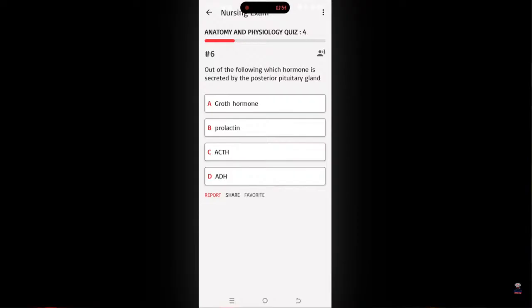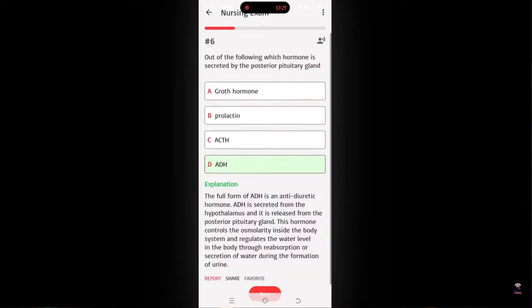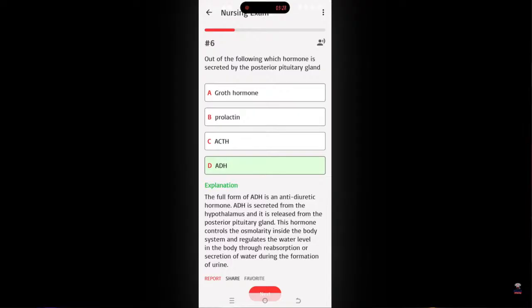Out of the following, which hormone is secreted by the posterior pituitary gland? A. Growth hormone, B. Prolactin, C. ACTH, D. ADH. Correct answer. The full form of ADH is antidiuretic hormone. ADH is produced in the hypothalamus and released from the posterior pituitary gland. This hormone controls the osmolarity inside the body and regulates the water level in the body through reabsorption or secretion of water during the formation of urine.